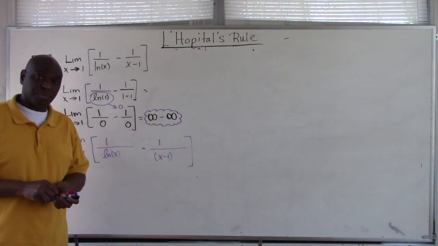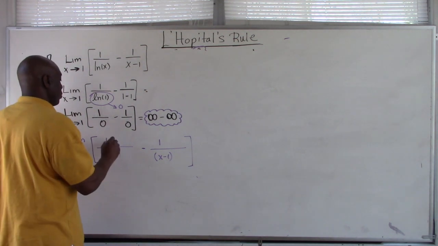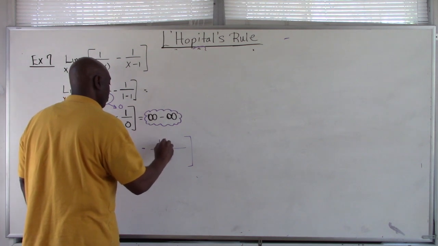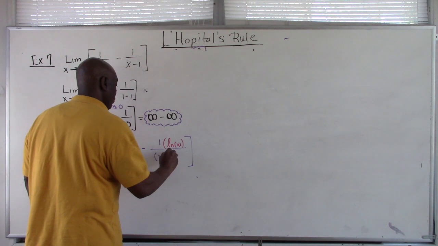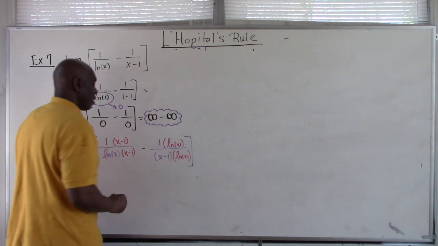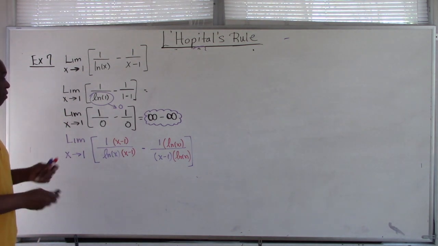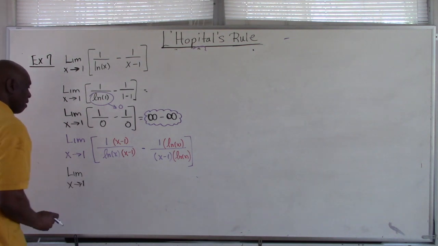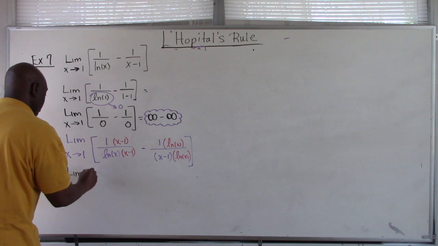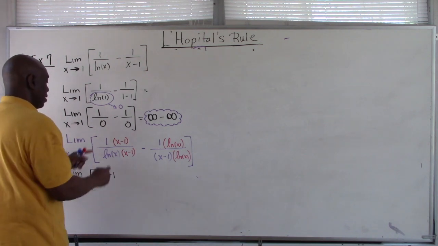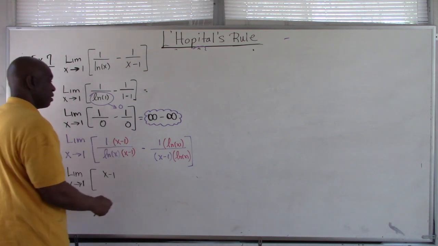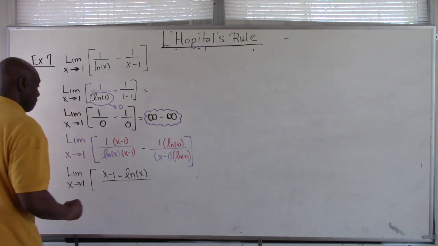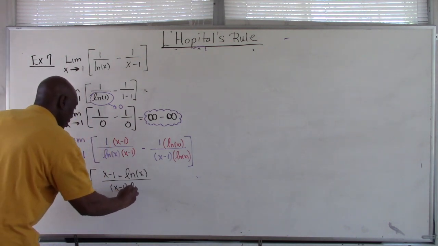Now, the reason I made my division lines much longer is to find the least common denominator. So I have to multiply x minus 1 here and natural log of x over here. All right, so that's my least common denominator. Let's multiply that out and see what we get. The limit as x approaches 1. In our numerator, we're going to have x minus 1, because 1 times x minus 1 is just x minus 1, minus the natural log of x, all divided by x minus 1 times the natural log of x.